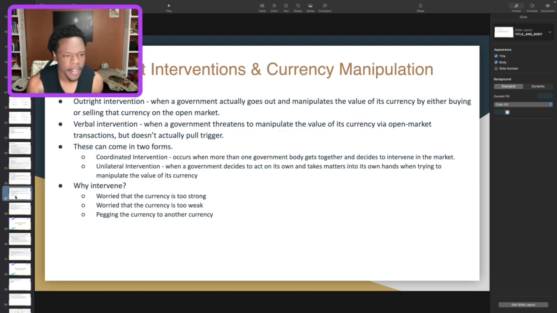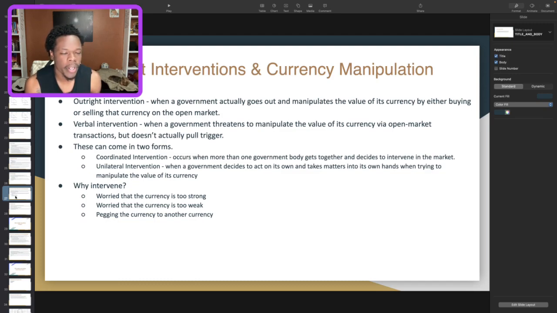Another way, and this could be in two forms, right? It's coordinated intervention, where it occurs when more than one government body gets together and decides to intervene in the market. That could be like the European government when they created the euro. That's kind of something that they did, the EU. Or they can do unilateral intervention, which is when a government decides to act on its own and take matters into its own hands when trying to manipulate the value of a currency.